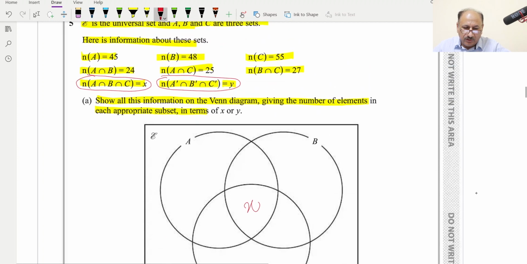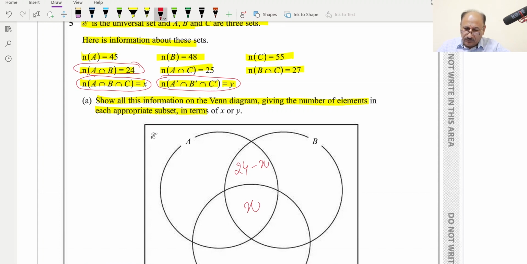Then after this one, we will check this area, which is A intersection B. A intersection B will be this whole area, but X we have already written. So for this remaining area, we check that A intersection B is 24, so this will be 24 minus X, because X we have already written over here.